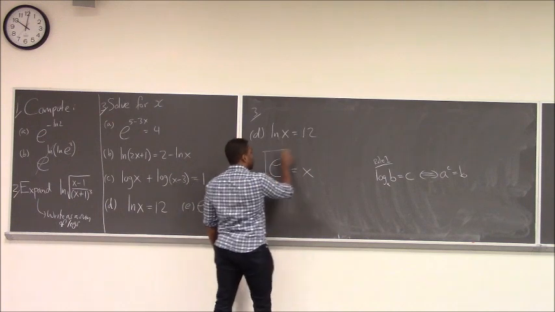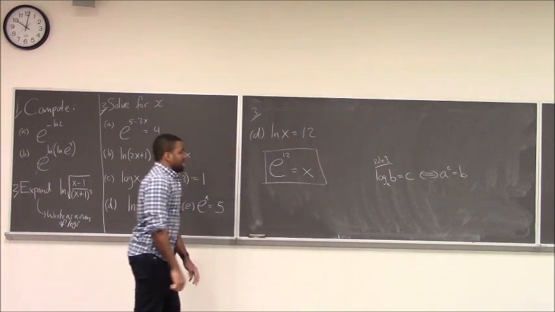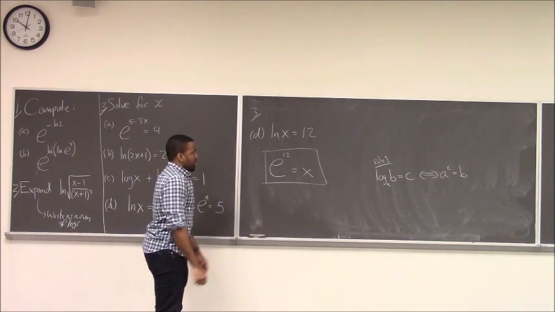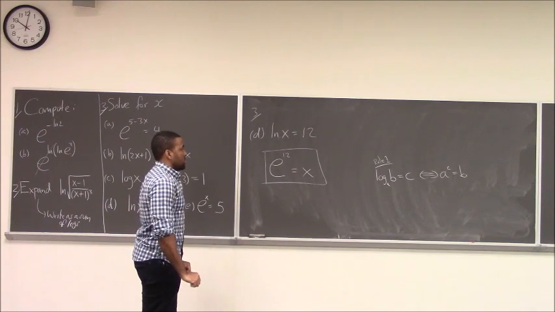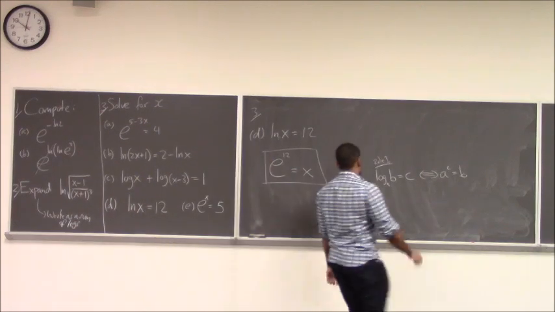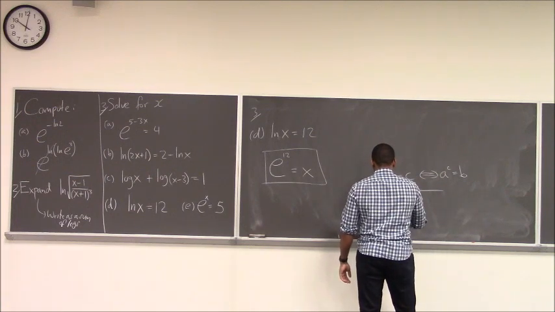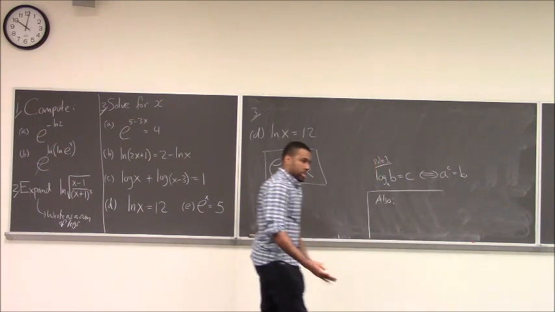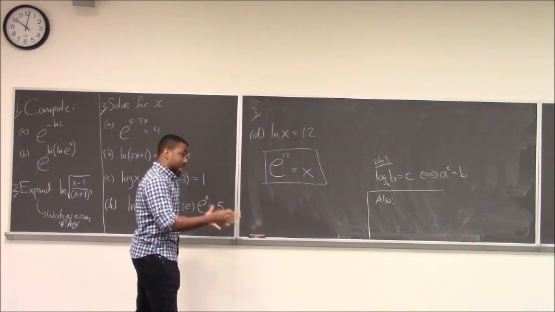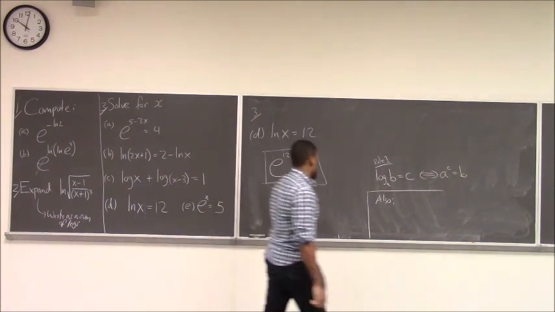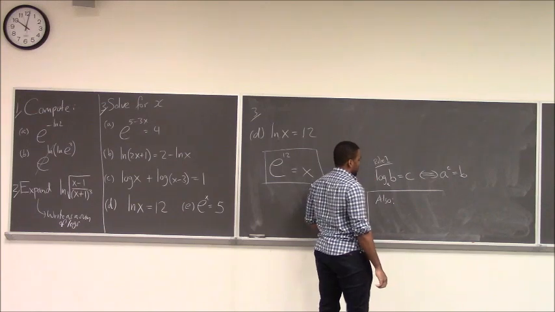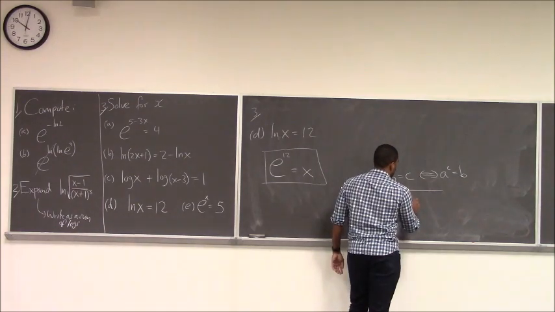e to the x is 12. e to the 12 is x. There's also another way you can do this by taking advantage of the fact. So there's more than one way to skin a cat, but there are only so many valid ways to skin the cat. So whatever you're doing has to follow some rule. Another rule you could apply here is this rule.